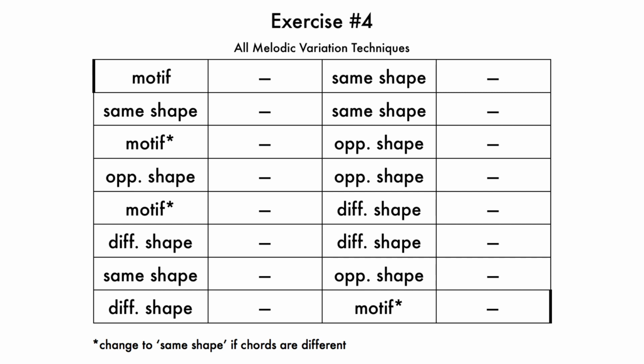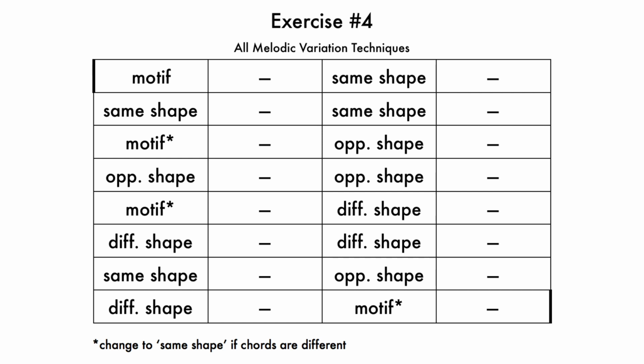As you can see, the first 8-bar section has you using melodic variation with the same shape, the second section uses opposite shape, the third uses different shape, aka free shape, and the 4th section combines all of the above. Again, only try this after you've comfortably been able to play all 3 of these variation techniques by themselves.